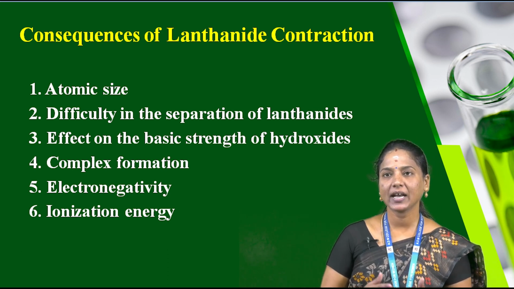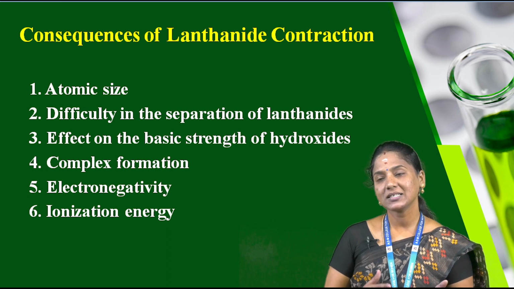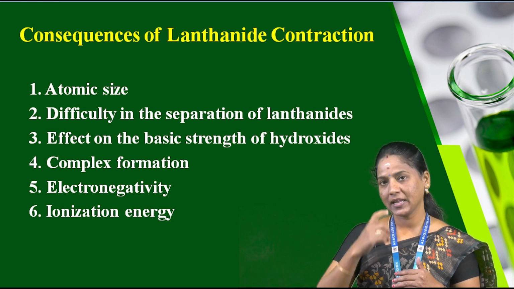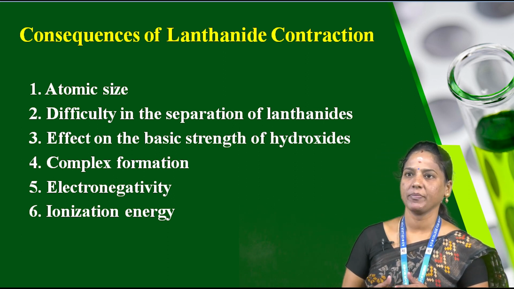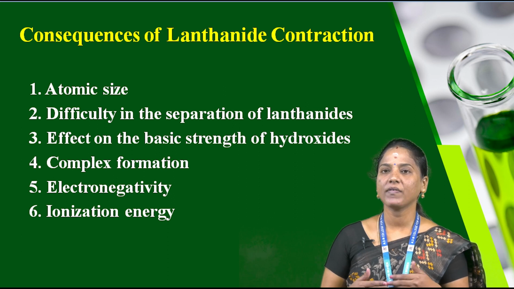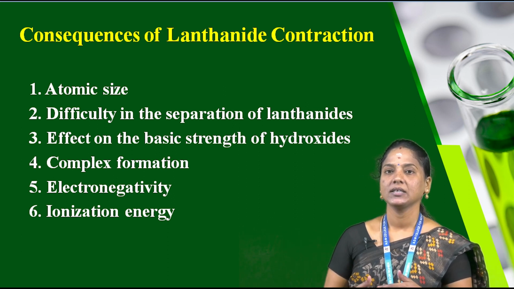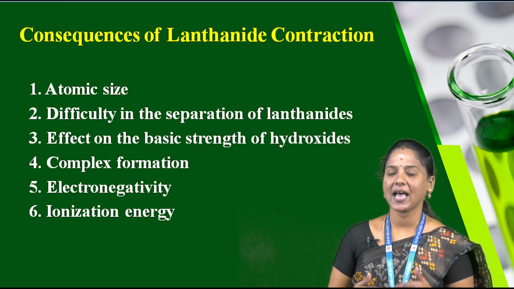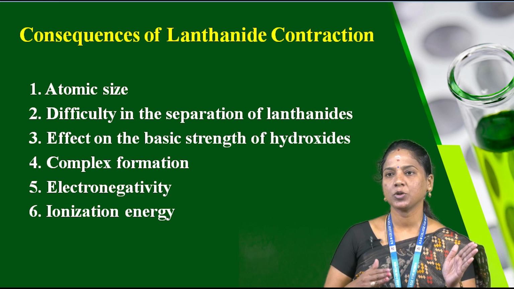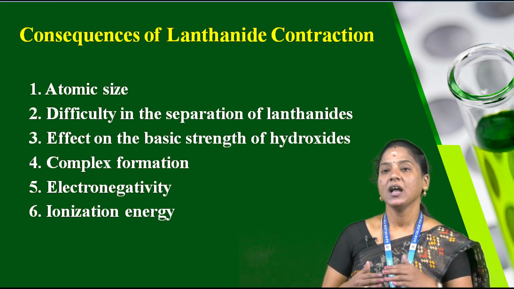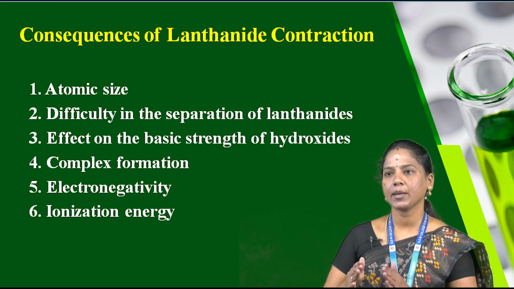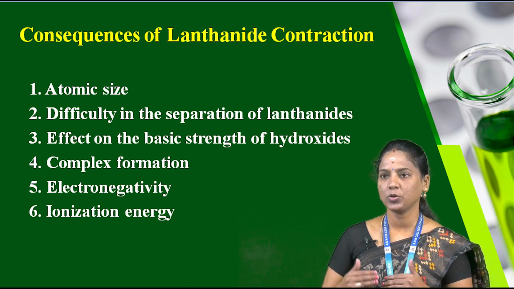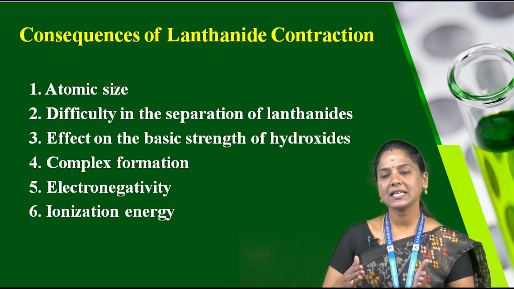A second one is difficulty in the separation of lanthanides, as there is only a small difference in the ionic radii of lanthanides. Their chemical properties are similar. This makes the separation of the elements in the pure state difficult. A third one is the effect on the basic strength of hydroxides. As the size of lanthanides decreases from lanthanum to lutetium, the covalent character of the hydroxide increases and hence the basic strength decreases. So lanthanum trihydroxide is more basic and lutetium trihydroxide is the least basic.